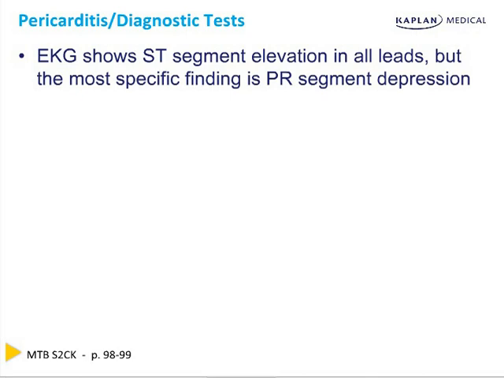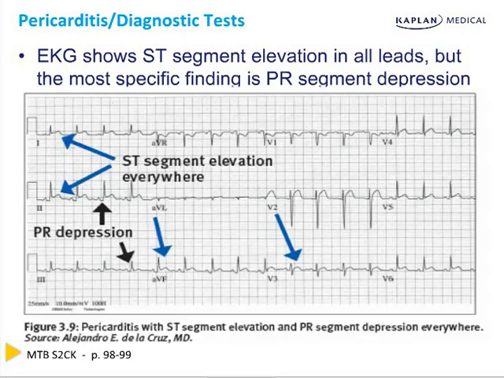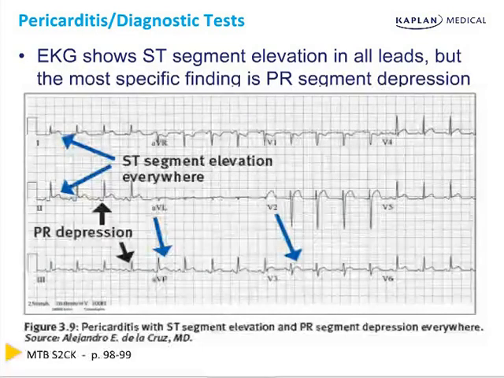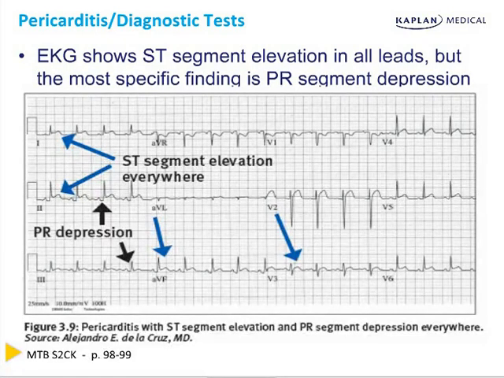The best initial test for pericarditis is an EKG. You see ST segment elevation everywhere, just about in almost every single lead. And PR segment depression is the single most specific finding. And look at the nice blue arrow showing the ST segment elevation everywhere. And look close for the PR depression, because that's going to really help you. And it is unique, the PR depression.